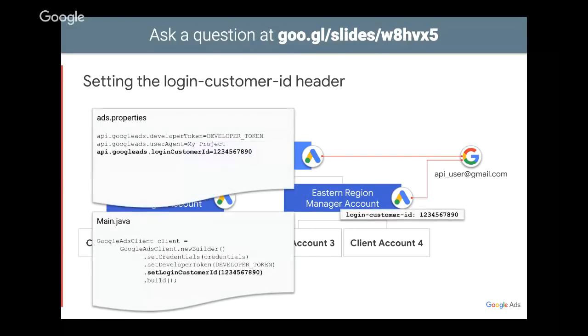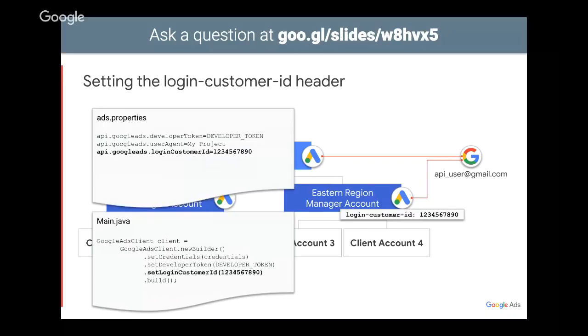We're introducing this new header to the Google Ads API request that you make called login customer ID. You can think of this as analogous to the regular customer ID that you need to send with every Google Ads API request that allows you to identify which account you're targeting. This is analogous to that, but instead of which account you're targeting, this is identifying which manager account you're logged in as. Now this is an example in the Java programming environment with ads.properties and a Java snippet of source code, but we have similar mechanisms for setting this in all our client libraries.